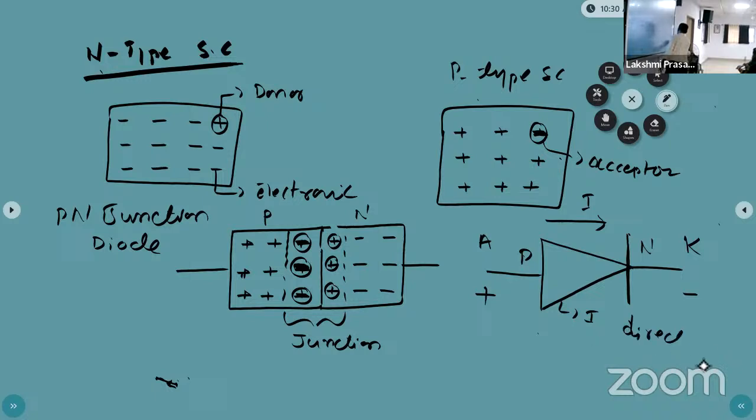I stands for current. Junction formation and symbol of the PN junction diode. If you have any doubt in this formation, I will explain once again. Now, the working operation we will understand clearly by connecting the battery to that PN junction. How the current is moving, we can understand clearly in the operation of the PN junction diode.